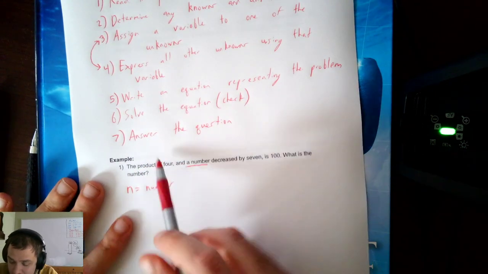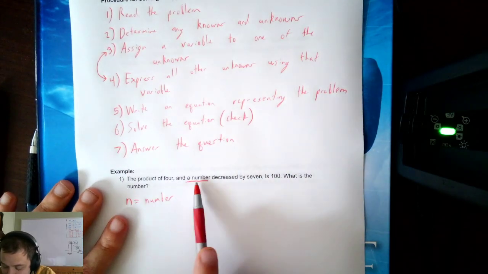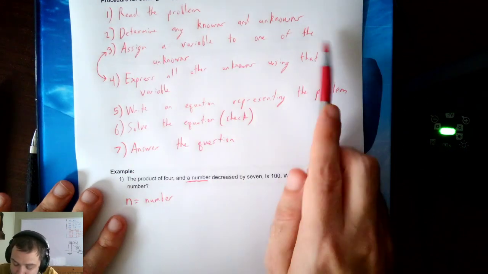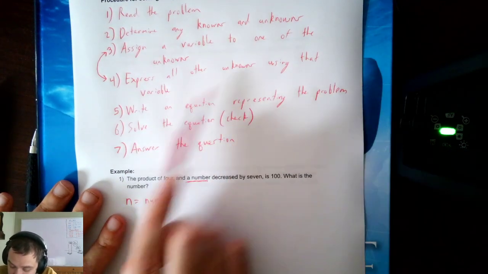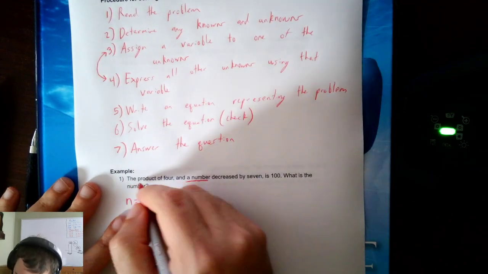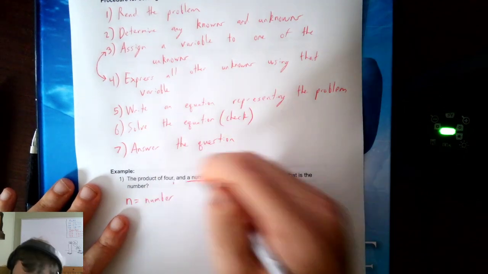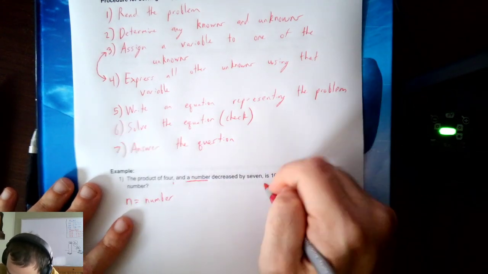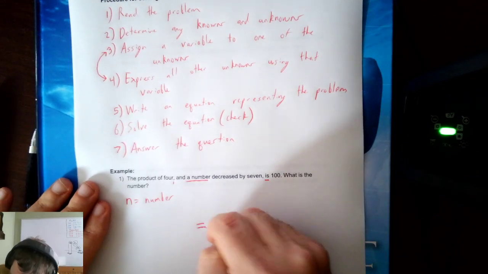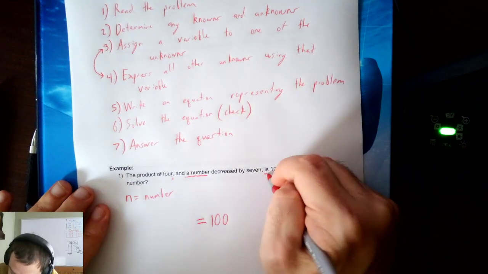Now I've read the problem. I've determined my knowns and my unknowns. The only thing I didn't know was the number. I've assigned a variable. There were no other unknowns. Now I'm writing the equation. The product of 4 and a number decreased by 7, notice the comma. There's a pause there. And then the is. Is the equal sign. Equals 100. I know equals 100 is the right side, right?